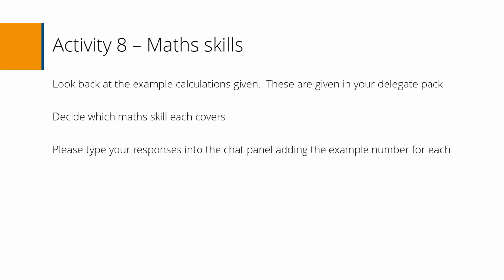Right. Look back at the example calculations given. These are given in your delegate pack. Decide which math skill each covers. Type your response in the chat by adding the number in each case. So if we look at the delegate booklet, I'll go through and tell you these. We've got our list of maths in the delegate booklet.